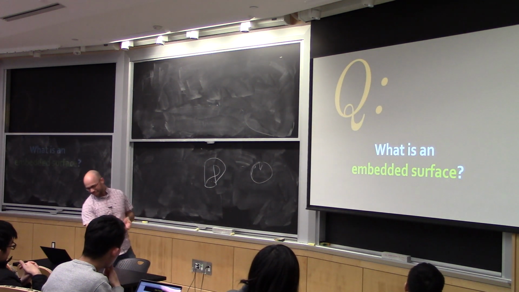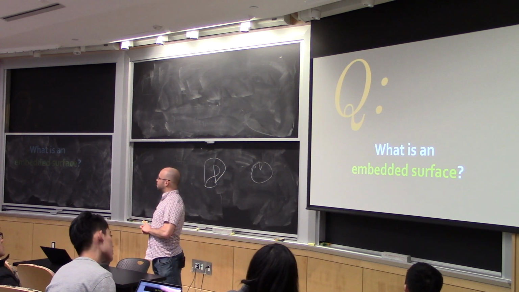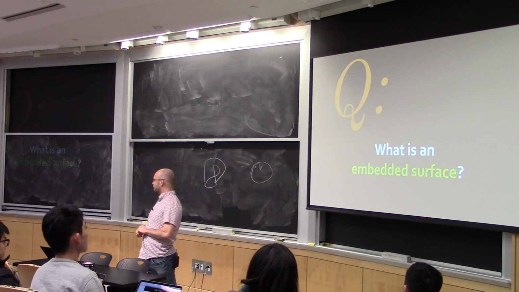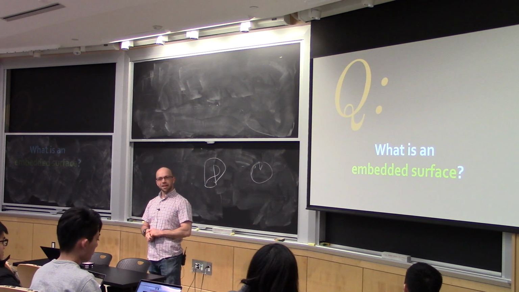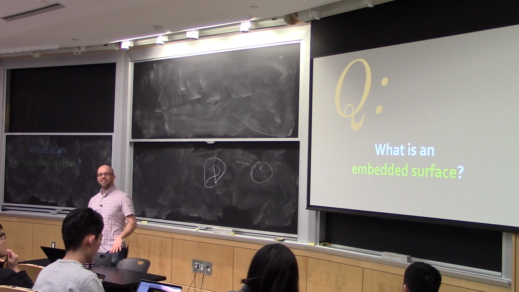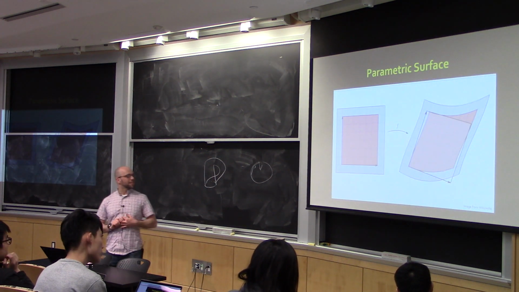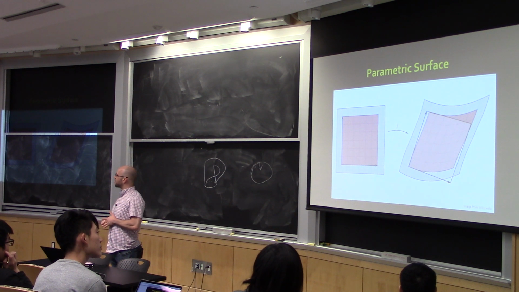Okay. So, of course, we're going to begin our lecture from the same starting point that we did when we talked about curves, which is: what is a surface? Specifically, what is an embedded surface? And I'll give you all the same counterexamples we saw in our previous lecture, right? So first of all, what is not an embedded surface is a parametric surface.